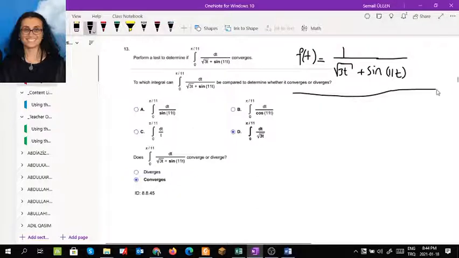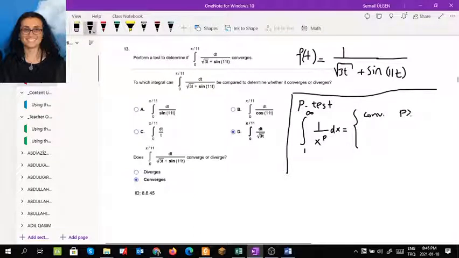Now, I want to recall something we talked about a little bit before. The p-test. So the integral from 1 to infinity of 1 over x to the p dx is going to be convergent for p greater than 1, divergent for p less than 1.